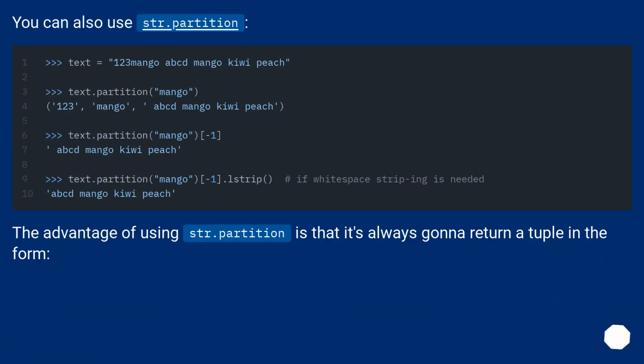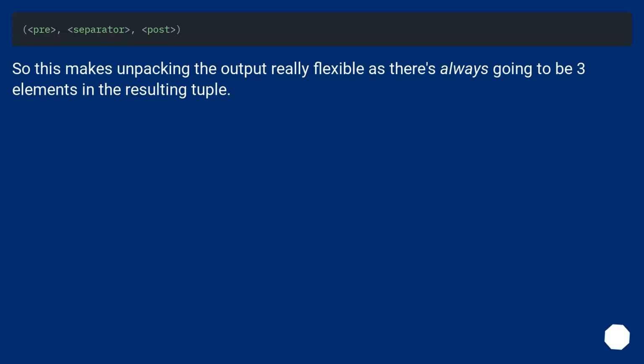You can also use str.partition. The advantage of using str.partition is that it's always going to return a tuple in the form. So this makes unpacking the output really flexible, as there's always going to be 3 elements in the resulting tuple.